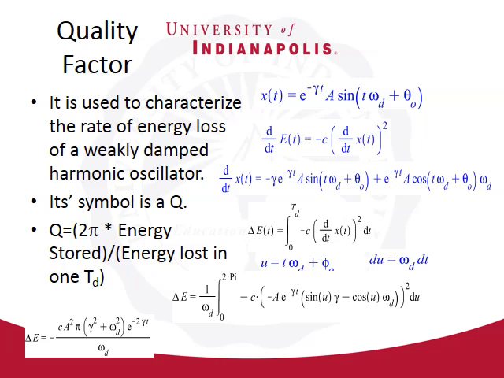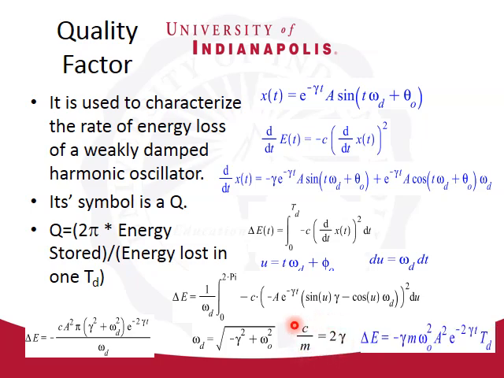Alright, so if we do that, we get this expression right here for our change in energy, and we're going to do some substitutions for some of these terms in here and simplify. So this is what the damped angular frequency is, and then gamma is related to C over M in this way. So if we plug in these substitutions, we get this expression.